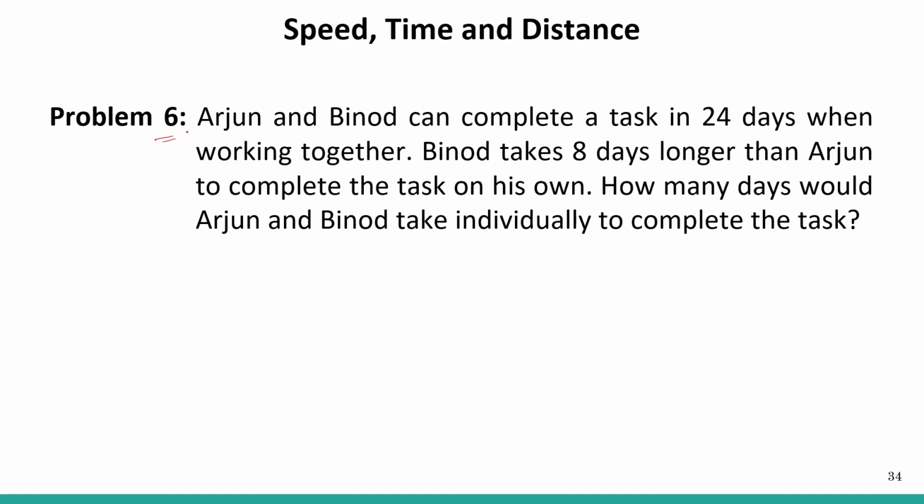Let's see problem number 6. Arjun and Binod can complete a task in 24 days. So their combined work rate is given as WC is equal to 1 by 24, when working together. Binod takes 8 days longer than Arjun to complete the task on his own.